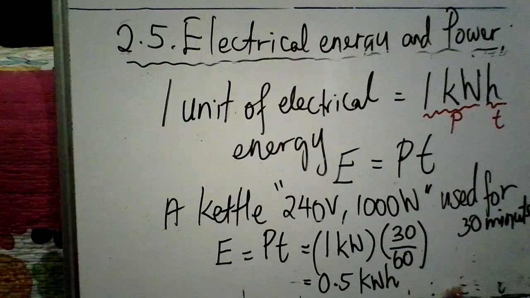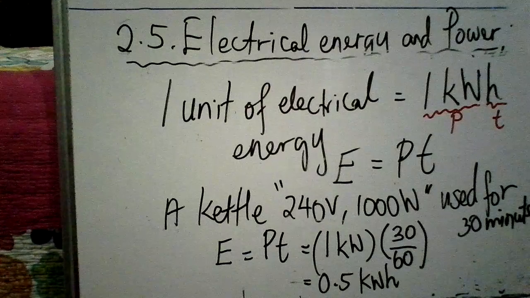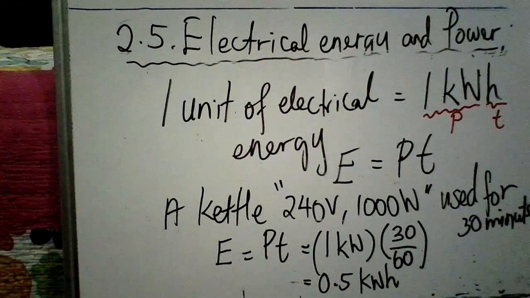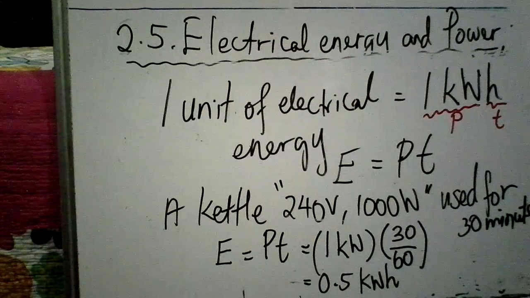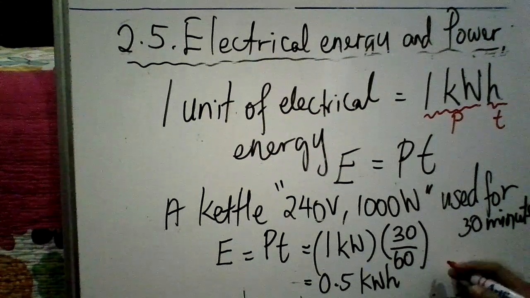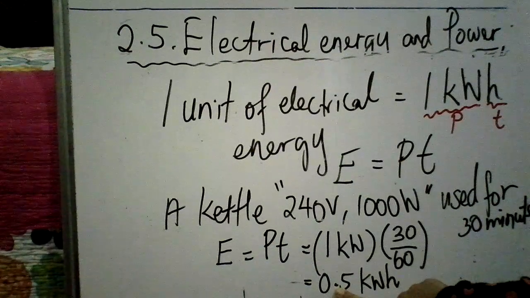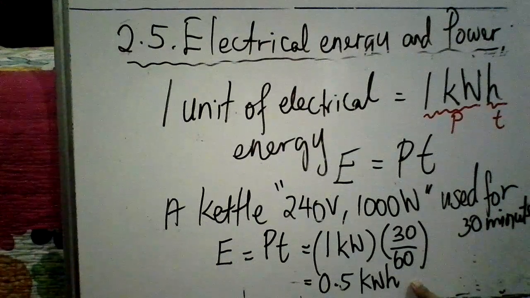Electrical tariff depends on the country. In Malaysia, let's say the electrical tariff for the first 200 units is 21.8 cent, or 0.218 ringgit. So we can calculate the cost. The cost is the number of units multiplied by the cost for 1 unit.